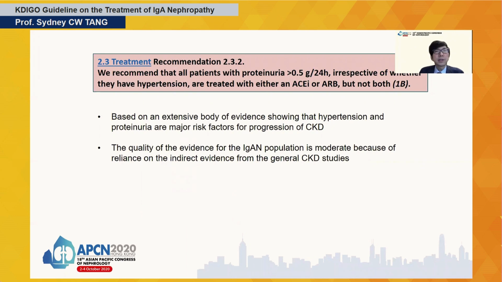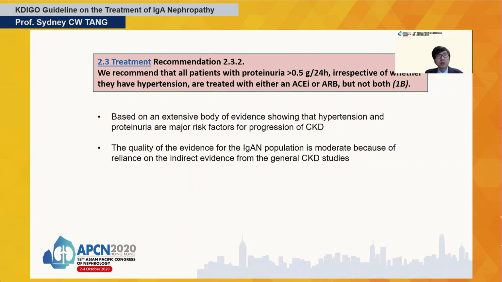Now, the next recommendation is in the pink box, which means that it's not a practice point, it is a recommendation, 2.3.2, in which the guideline recommends that all patients with proteinuria more than 0.5 gram per 24 hours, irrespective of blood pressure, should be treated with either an ACE inhibitor or ARB, but not both.